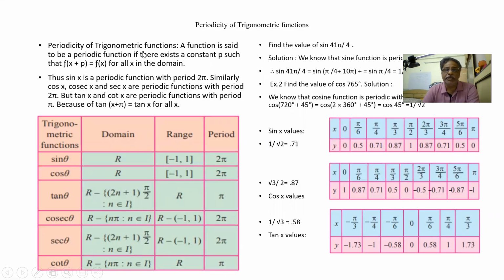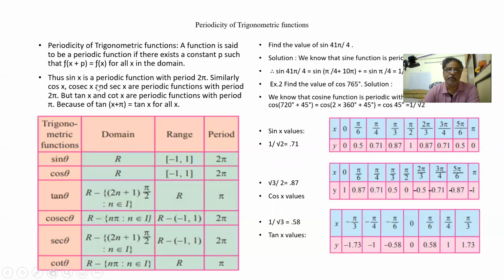So what is the periodicity, when it repeats? When f of x plus p is equal to f of x, we call this p the periodicity of the function. So for sin and cos, the periodicity is 2 pi. Whenever we add 2 pi to theta, sin of 2 pi plus theta is sin theta, and cos of 2 pi plus theta is cos theta.